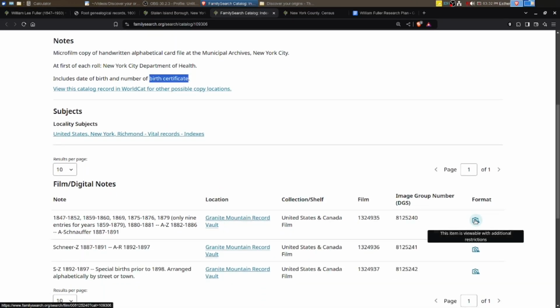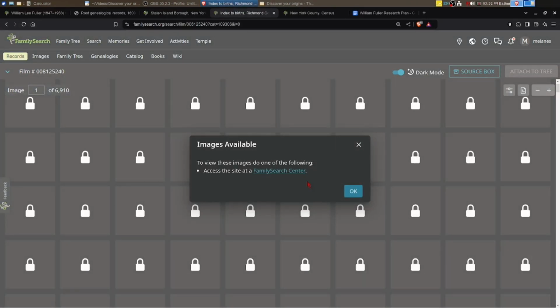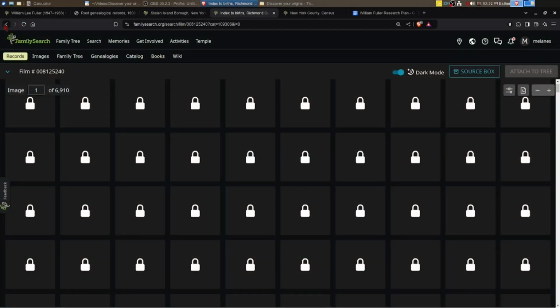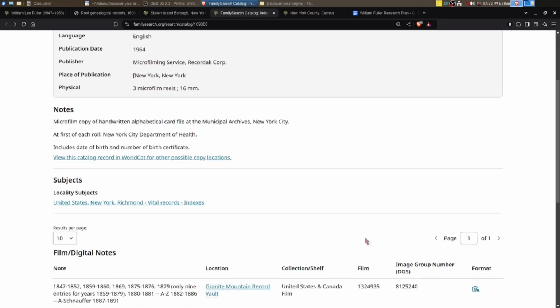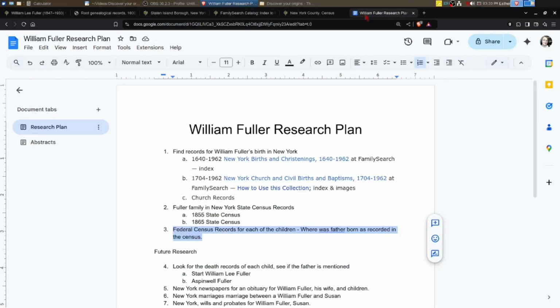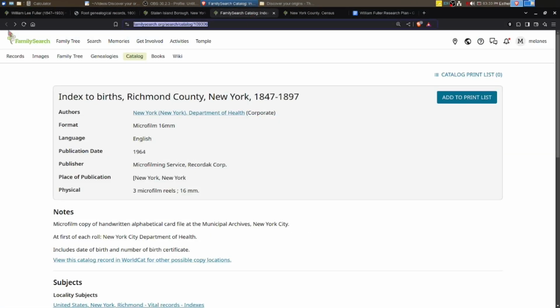Let's see. What does this say? All right. These have to be accessed from a FamilySearch center. So Joshua, you're going to have to make a trip to a FamilySearch center and look at this collection and see if you could pull the birth certificate number for William Lee Fuller. So we'll put that on future research here. But we're going to be focusing on the father. So we'll just keep looking here.